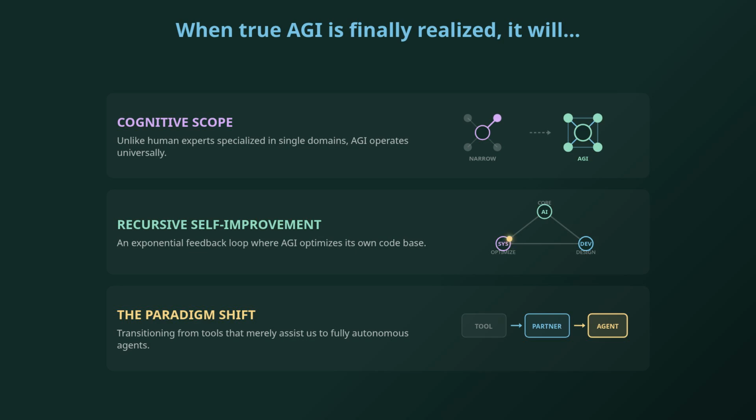Ultimately, the quest for AGI is not just a technological race. It is a mirror reflecting our deepest questions about the nature of consciousness, agency, and what it truly means to think.